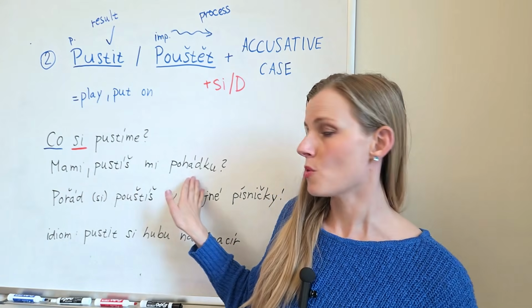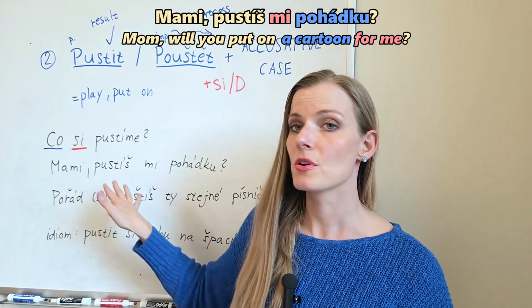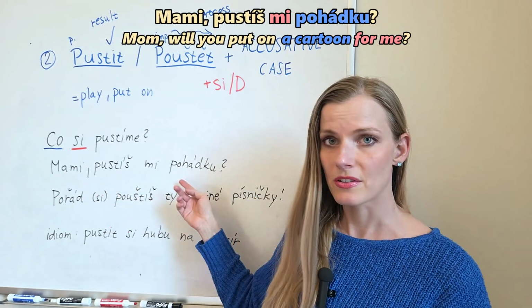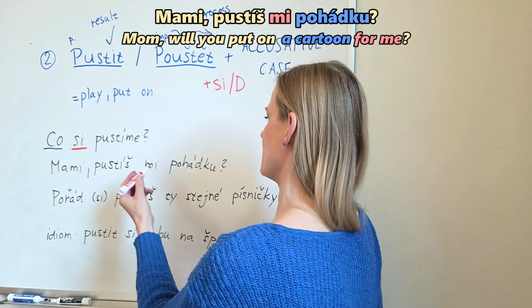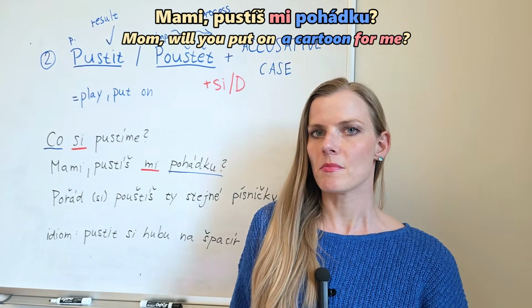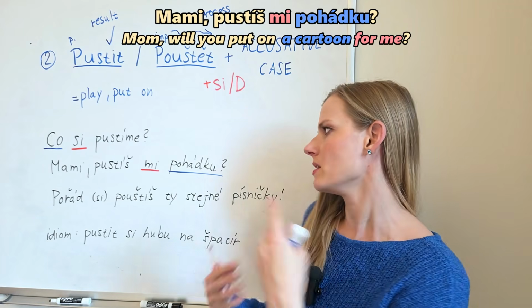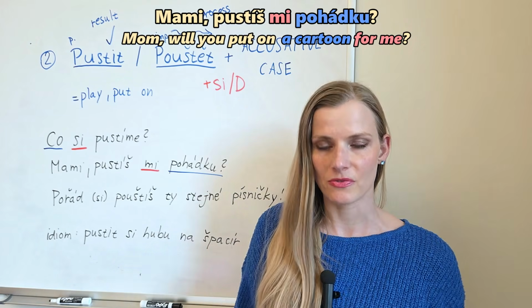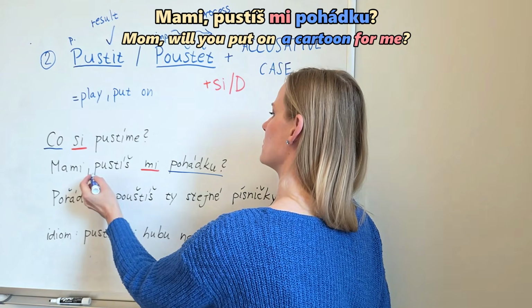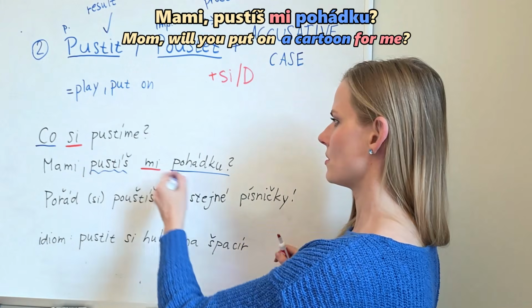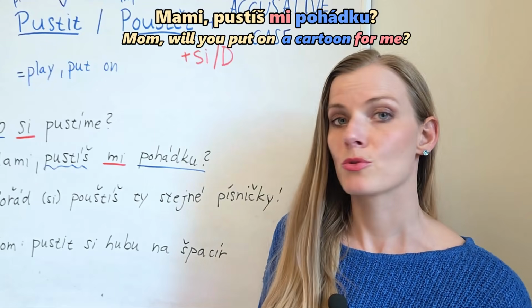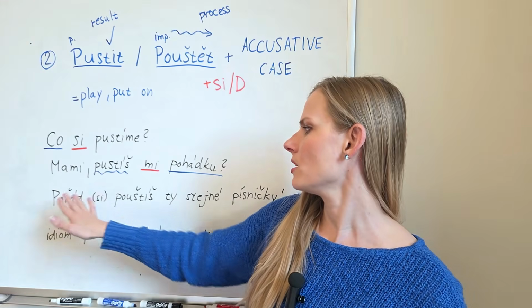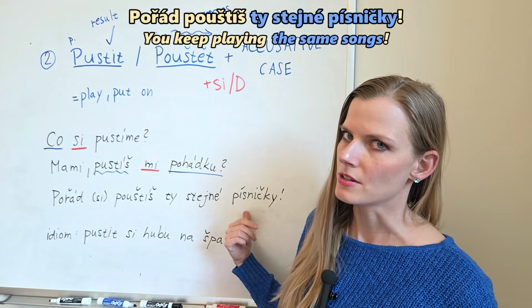Mami, pustíš mi pohádku? Mom, will you put on a cartoon for me or a fairy tale? Pustíš mi pohádku? Mi means to me or for me. Pohádku is a cartoon or a fairy tale. So, Mom, will you put on a cartoon for me? Mami, pustíš mi pohádku?